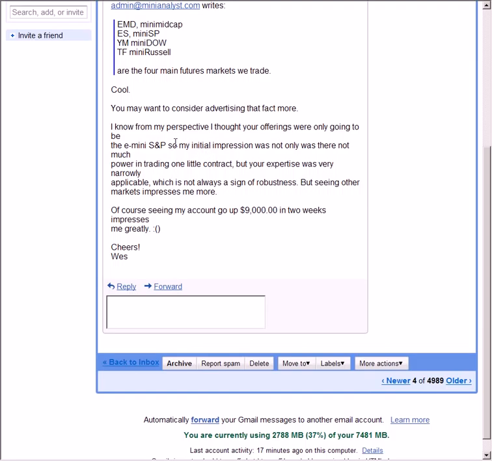My initial impression was there was power in trading one little contract, but your expertise was very narrowly applicable, which is not always a sign of robustness. But seeing the markets impresses me. Of course, seeing my account go up $9,000 in just 2 weeks impresses me greatly as well. So, a little bit of feedback. We always appreciate that. And yeah, we're very diversified.